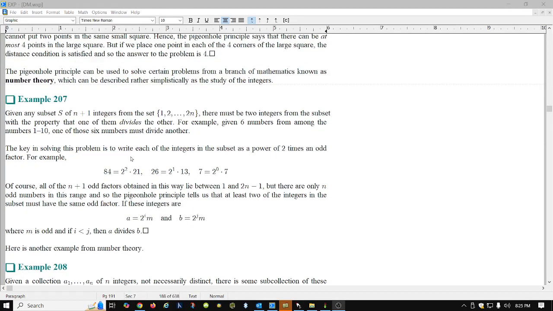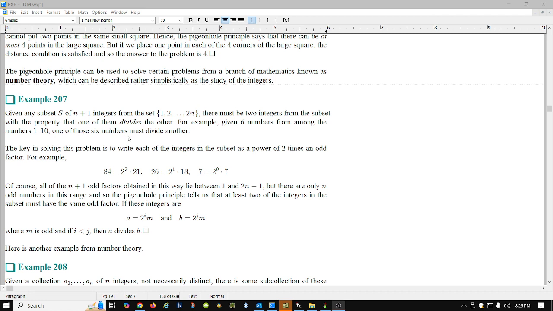Here's a first example. Given any subset S of n plus 1 integers from the set of integers from 1 to 2n, there must be 2 integers from the subset with the property that one of them divides the other one. So for example, if you have 6 numbers from among the numbers 1 through 10, one of those 6 numbers must divide another one of the 6 numbers.